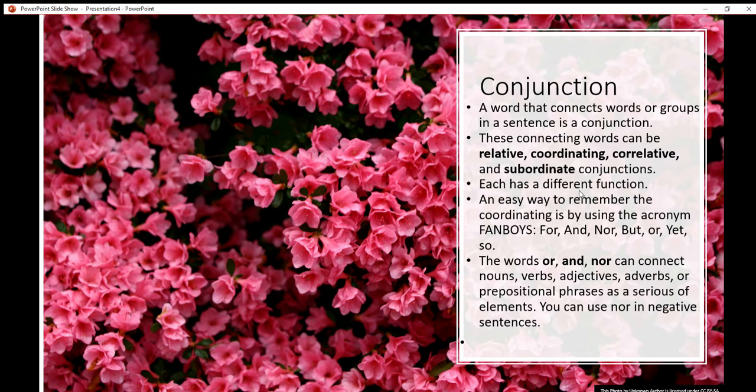An easy way to remember the coordinating conjunctions is by using the acronym FANBOYS. So for you to remember this, F is for "for," A is for "and," N is for "nor," B is for "but," O is for "or," Y is for "yet," and finally S is for "so." The words or, and, nor can connect nouns, verbs, adjectives, adverbs, or prepositional phrases as a series of elements. You can use nor in negative sentences.